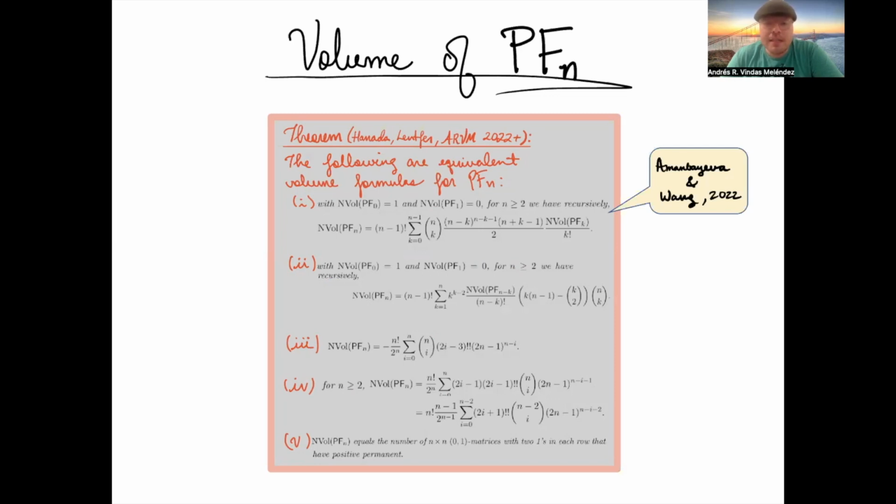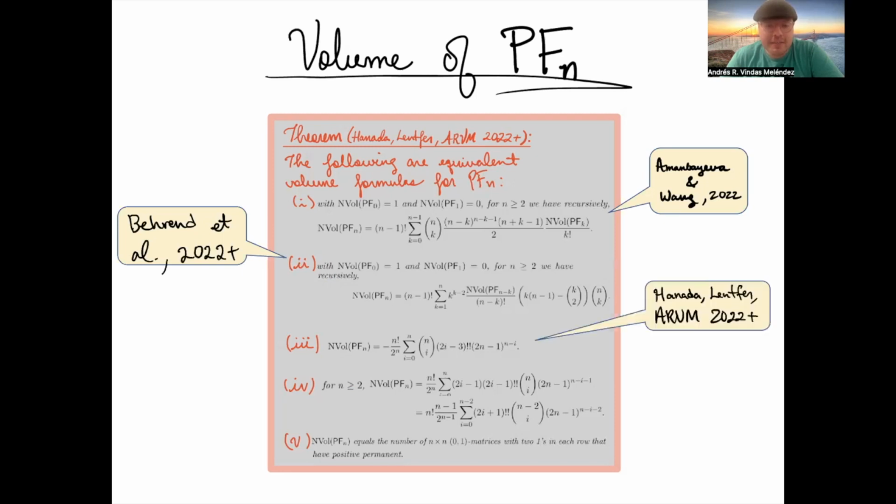So a recursive formula is due to Amanbayeva and Wang. Behrend et al. also give this other recursive formula, which we can obtain from studying partial permutahedra. By specializing our closed formula for the X parking function polytope, we are able to get a closed form for the classical parking function polytope. And then what's nice is that we are able to show 2 other formulas are equivalent. So this is another closed form, items 4 and 5. Item 4 is another closed form.